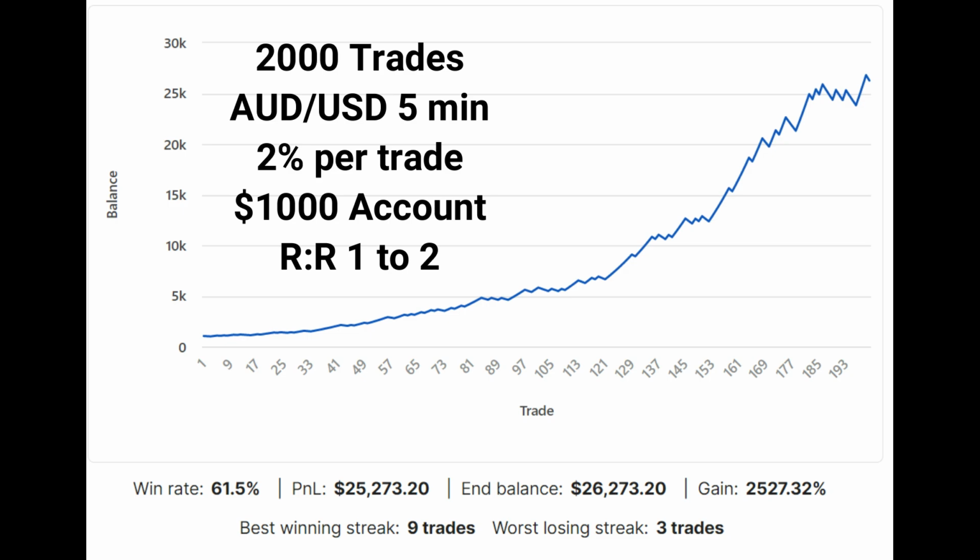Our end profit was a total of $25,273, giving us a gain on account of 2,527%. We got a win rate of 61.5%, which is good for the 5-minute time frame. And our best winning streak was a solid 9, against our losing streak of 3. Overall, the strategy backtest turned out to be an expected success.